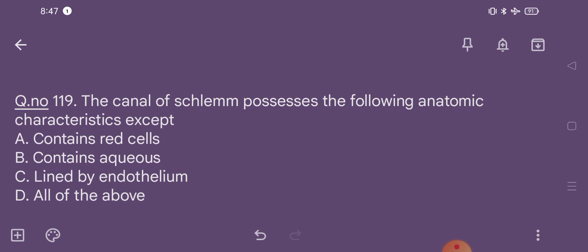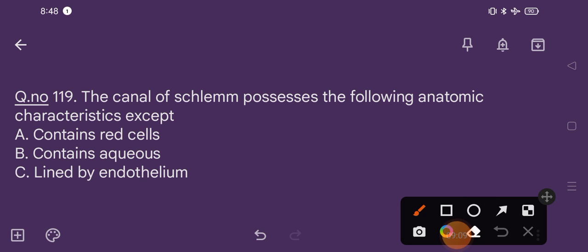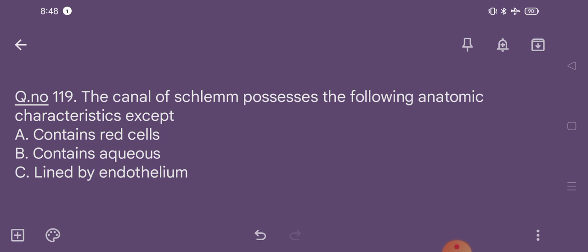Question number 119. The canal of Schlemm possesses the following anatomical characteristics except: option A, contains red cells; option B, contains aqueous; option C, lined by endothelium. The correct option is option A, that is contains red cells.